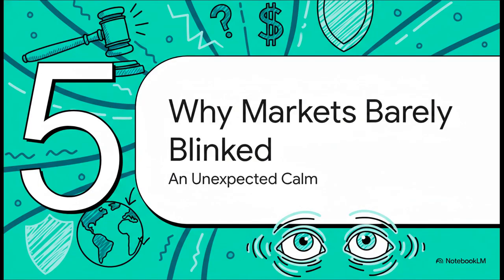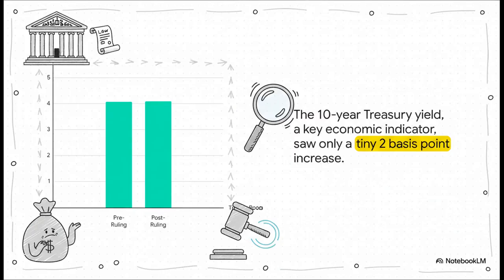So you've got this landmark ruling, billions of dollars on the line, the word mess being thrown around by a Supreme Court justice. You'd expect the financial markets to totally freak out, right? But they didn't. In fact, the reaction was surprisingly calm. Just look at this. This chart shows the 10-year Treasury yield, which is a super important indicator for the economy. On the day of the ruling, it barely moved, a tiny 2 basis point increase. That's nothing. It tells you that investors either weren't surprised by this at all, or they just don't see it as a major economic earthquake. At least, not yet.